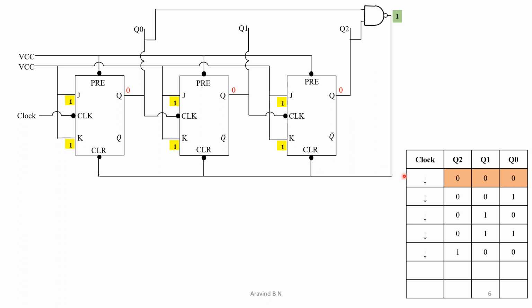Now at this instant, when the clock pulse is applied, the count will get moved to the next value. So count has moved to the next value 0, 0, 1. So here it is 0, 0 and 1. So with the toggling operation, the output has changed. So now here we are having 0, 0, 1.